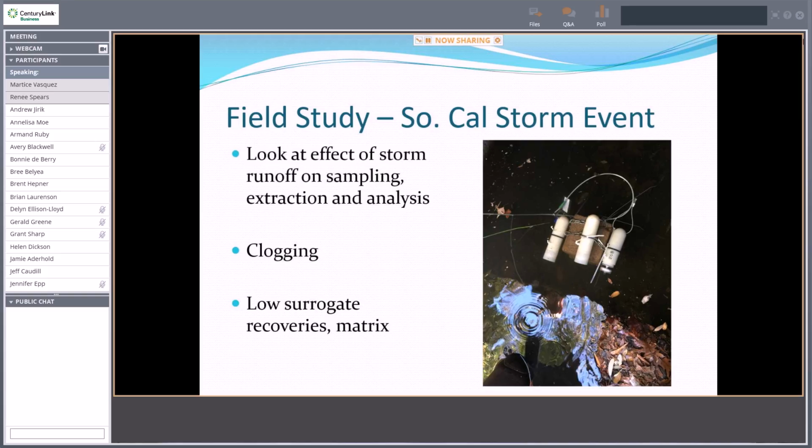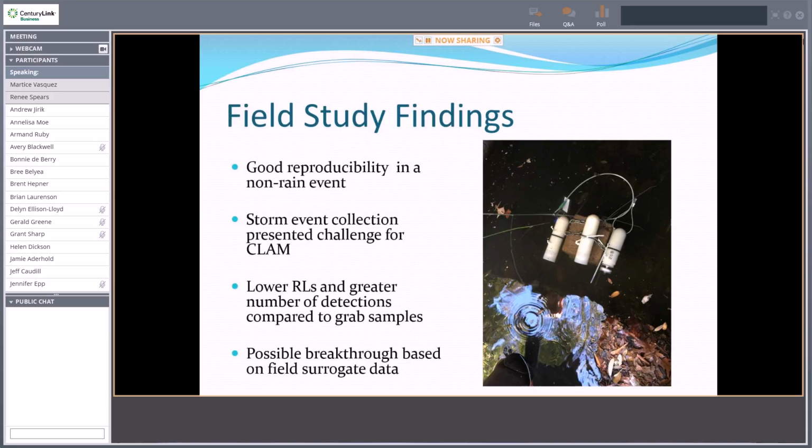And the Southern California storm event, they wanted to look at the effect of runoff on the sampling, the extraction, and the analysis, and they did run into some problems that needed some more work in terms of clogging with the sediment load from the storm runoff. And then what we saw in the laboratory, because of that clogging and kind of junking up of the cartridge, we did see some low surrogate recoveries and some additional matrix effects on our instrumentation.